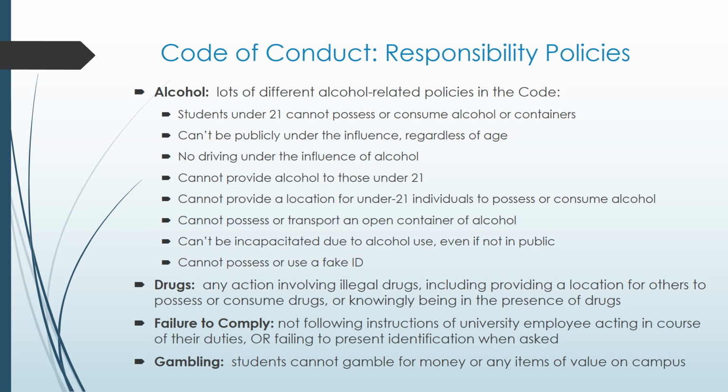Folks who are over 21 cannot provide alcohol to those under 21. Similarly, if you're underage and you have alcohol, you can't share that with others who are also underage. You cannot provide a location for under 21 individuals to possess or consume alcohol. So even if you didn't provide the alcohol and you didn't consume it underage, if you provided your room or your apartment or a vehicle or some type of location for that activity to occur, that's a policy violation.